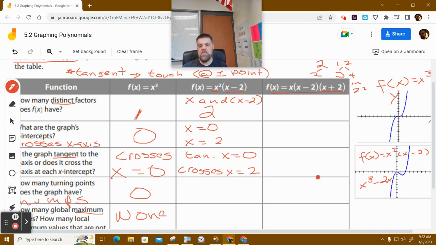It says how many turning points does it have? Now, turning points are humps or valleys, right? So this one doesn't necessarily look like it has a hump or a valley, but notice this one has one hill and one valley. So we would say it has two turning points.